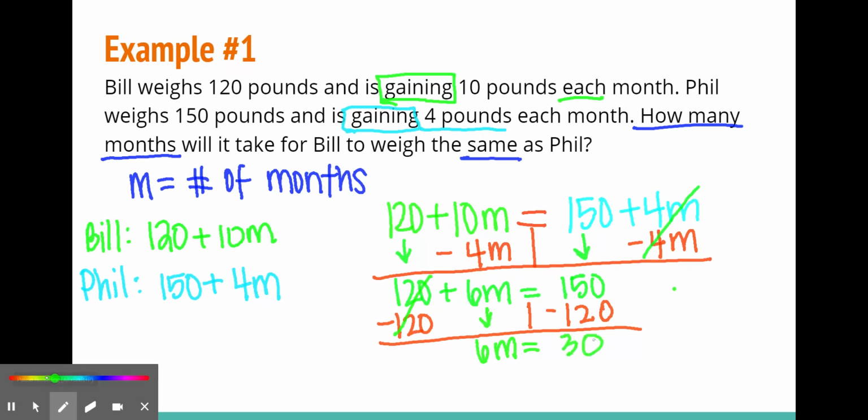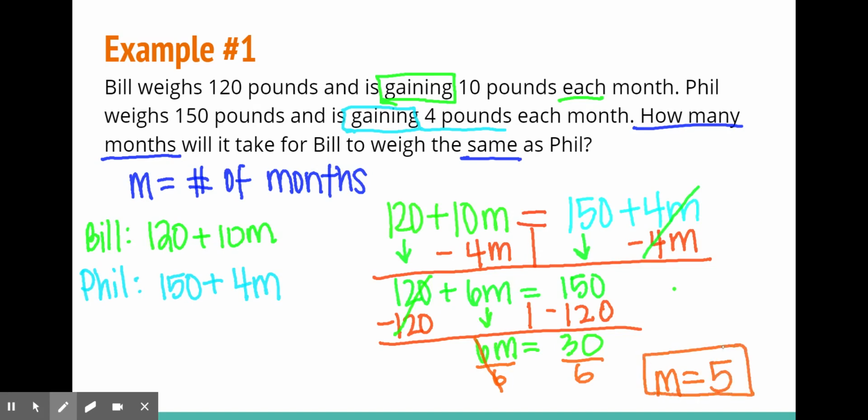All right, we're almost done. Now I need to continue to get m by itself. And to get m by itself here, we're currently multiplying by 6. So in order to get m by itself, I need to do the opposite of multiplying by 6, which is dividing by 6. When I divide by 6 here, 6 divided by 6 is just 1, so those cancel out. I'm left with m equals 30 divided by 6, which is 5.